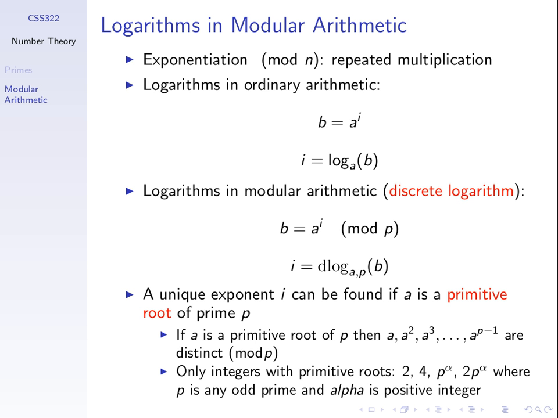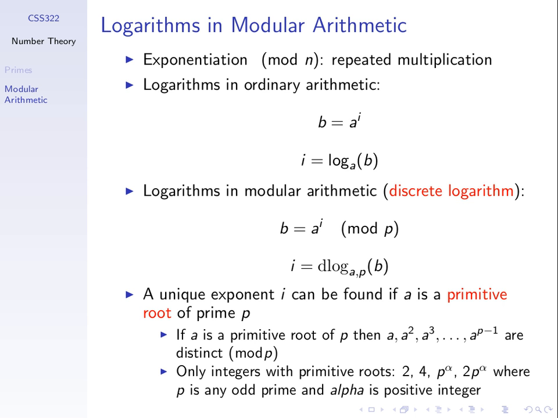First, what's 3 to the power of 1 mod 7? 3 mod 7. 3 squared mod 7. 3 squared is 9, mod 7 is 2. 3 cubed mod 7. 27 mod 7. 6. 3 cubed is 27, mod 7.